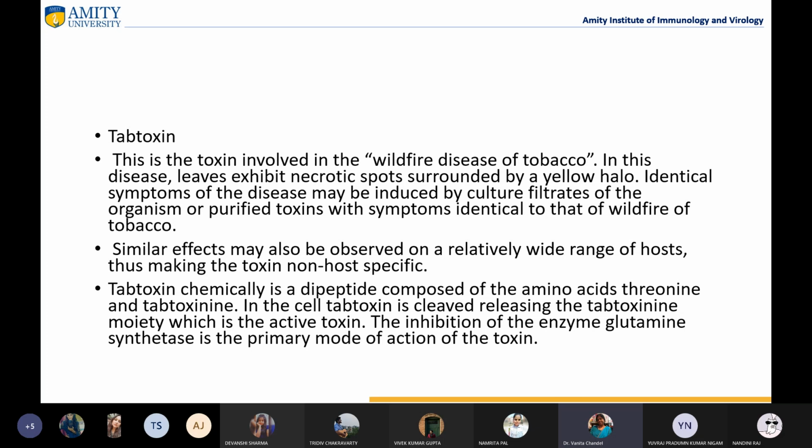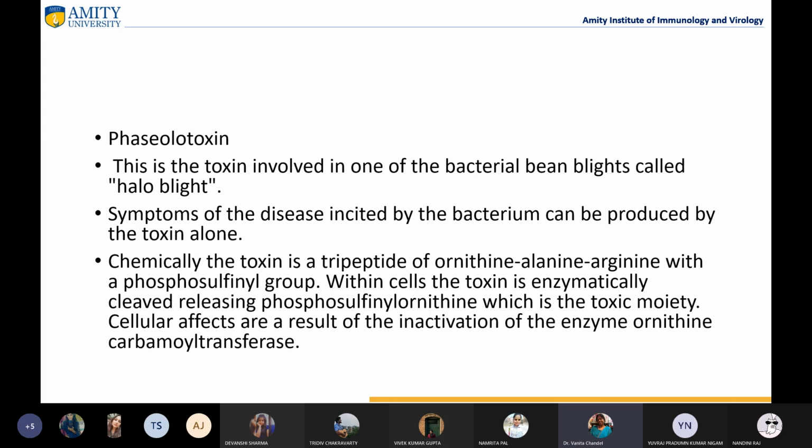Then tabtoxin is chemically a dipeptide composed of the amino acids threonine and tabtoxinine. And in the cell, tabtoxin is cleaved, releasing the tabtoxinine moiety, which is the active toxin compound. The inhibition of the enzyme glutamine synthetase is the primary mode of action of this particular toxin, right? So tabtoxin is released by certain bacteria, and this toxin is non-host specific. That means it can affect a number of hosts. It is not specific to a particular host only.